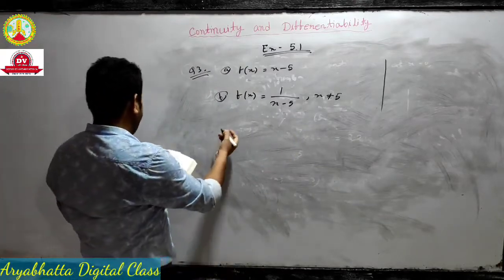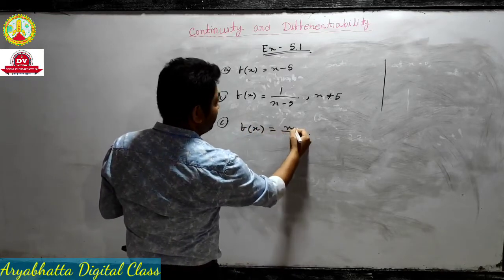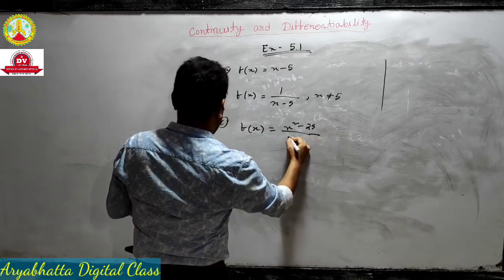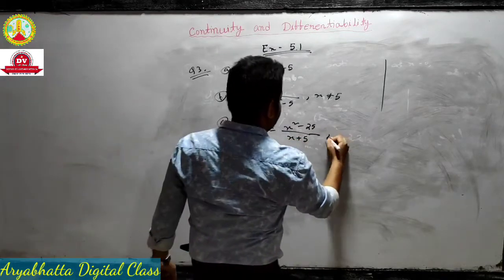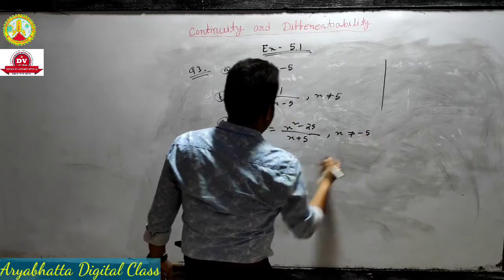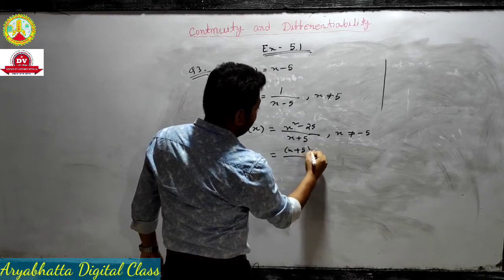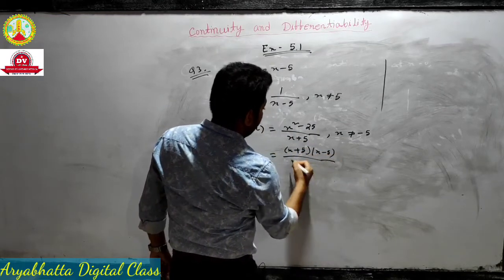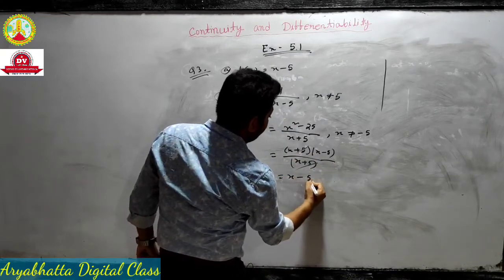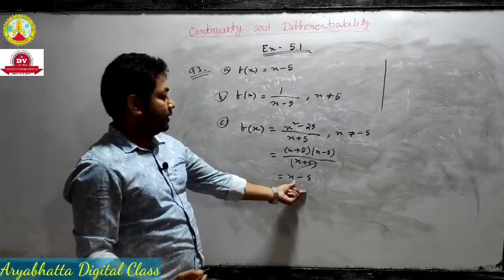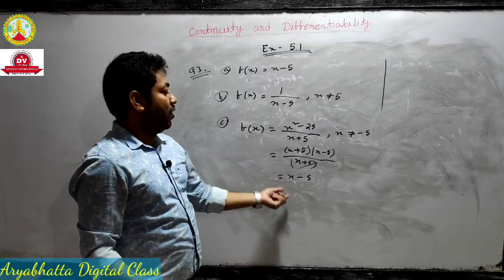Next, 3c. F of x is equal to x square minus 25 divided by x plus 5, x is not equal to minus 5. Here, x square minus 25 is equal to x plus 5 into x minus 5. X plus 5 cancel. This is equal to x minus 5. Here, x minus 5 is a polynomial function, therefore, f of x is also a continuous function at all points of x.